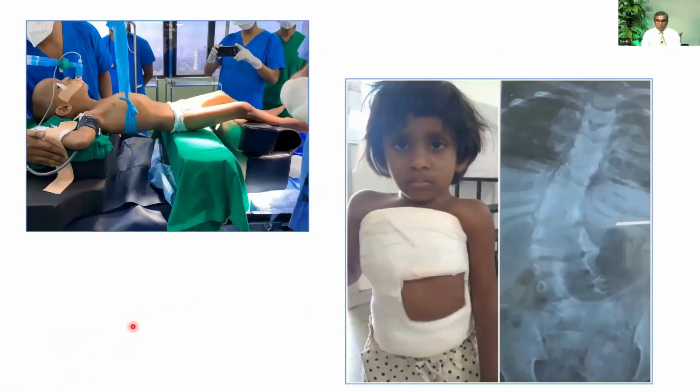Here, of course, this is at LRH. We don't have the proper Mehta apparatus, but what we do is use an improvised table, and we have achieved good results with that. And this is the cast that we put at LRH.